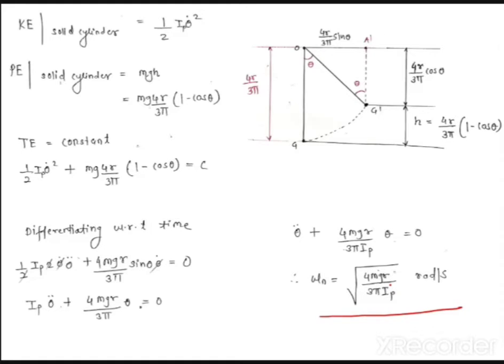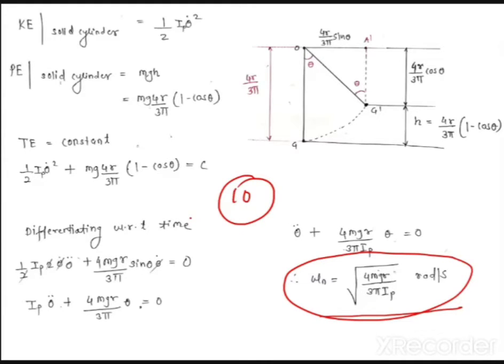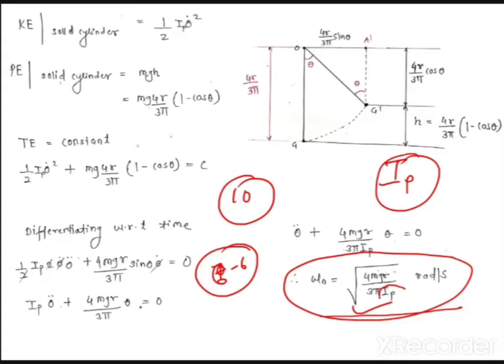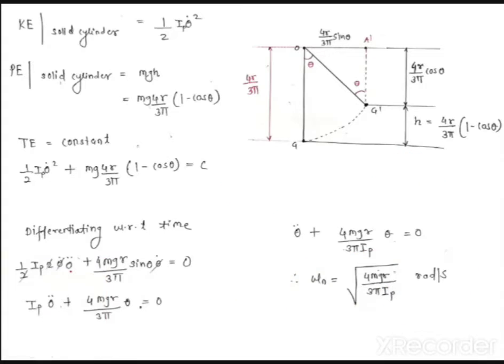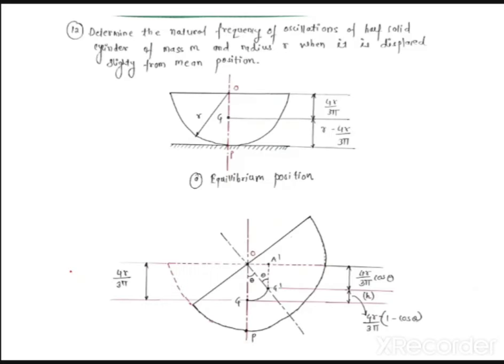Now guys, it is very important to understand this is not the end of the answer. So let us say the problem is of 10 marks, and you have solved it up to ωn equals square root of 4mgr upon 3π Ip, maybe you will get 6 or 7 marks. But this is not a complete answer, because first of all you have to calculate Ip. But how will you calculate Ip? Anybody? How will you calculate Ip for this particular figure?